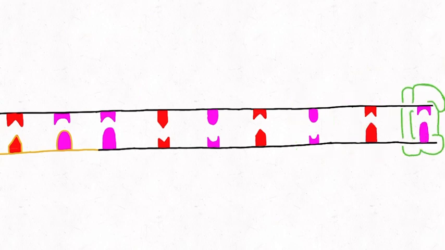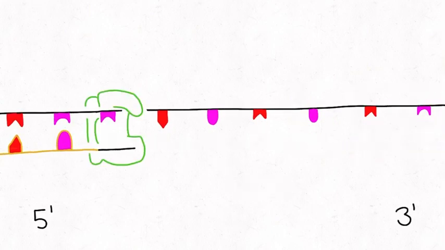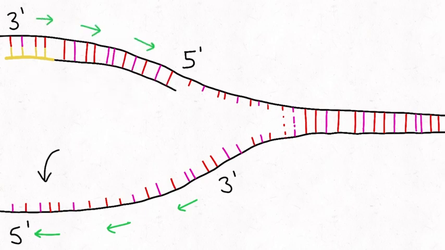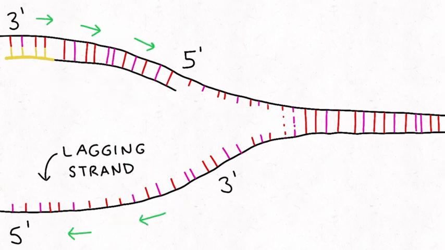begin synthesizing DNA. DNA polymerase only works in the 5' to 3' direction, which is why one strand, the leading strand, is synthesized continuously, while the other, the lagging strand, is built in fragments since it runs in the opposite anti-parallel direction.